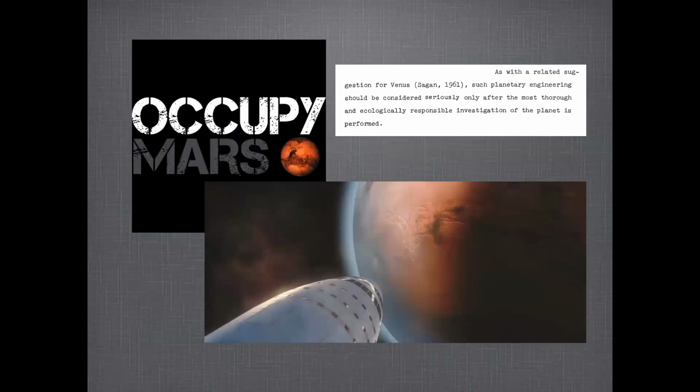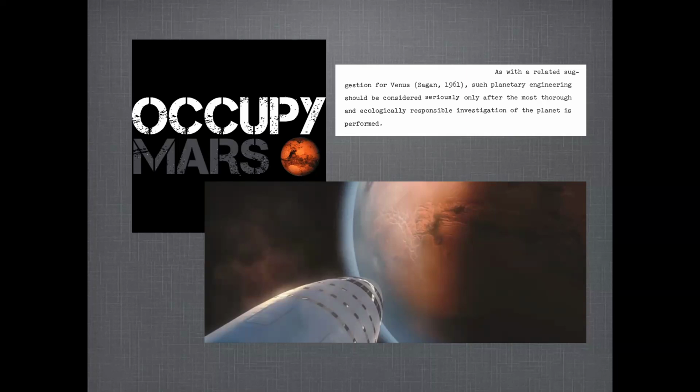As he wrote in '71, such engineering should be considered seriously only after the most thorough and ecologically responsible investigation. Or as he wrote in the '93 paper, if we are concerned that the human species might self-destruct, certainly it makes more sense to devote limited resources to preventing self-destruction than to preparing an escape hatch for the fortunate few.